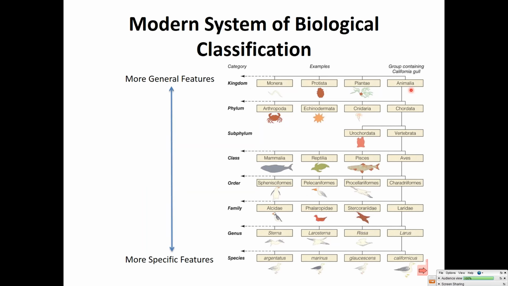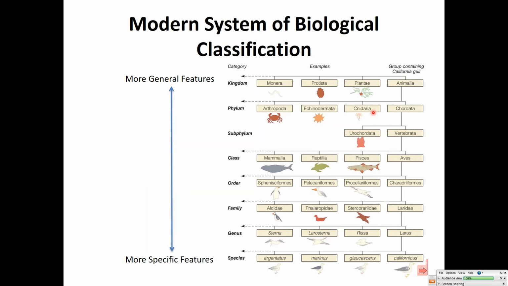So for example, an animal is any eukaryotic multicellular organism that eats food and reproduces sexually. That's an animal. Pretty general, right? But then within animals, you have different phyla. A phylum is the next level of organization. You have different types of animals, like arthropods. Those are organisms that have no spinal cord and no internal skeleton. They have an exoskeleton and a segmented body, like insects, arachnids, crustaceans. And you have echinoderms, like sea urchins and starfish. Then you have cnidaria, which are jellyfish and so forth.